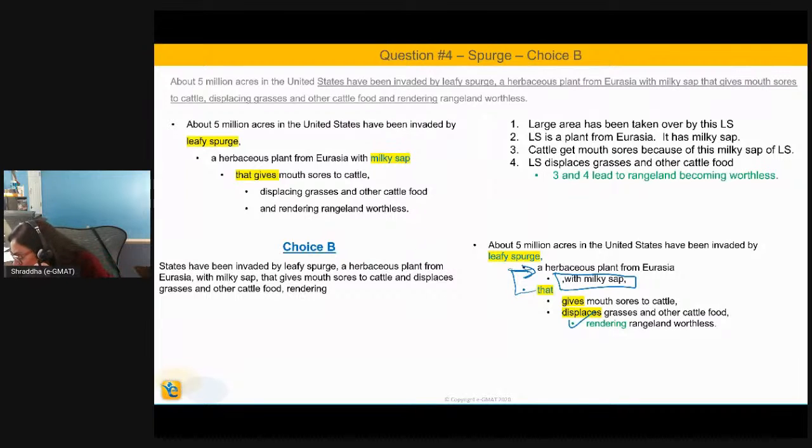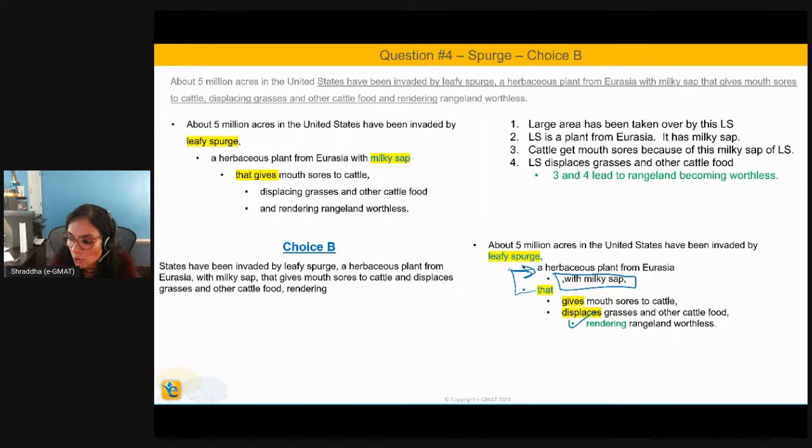Satvik, I'm still not able to see why "rendering rangeland worthless" isn't missing a "the." There is no "the" missing over here, because in the original sentence also we didn't see the "the." So no, I don't think there is a problem with the missing "the" in any of the answer choices for that matter. This is absolutely fine, because "rendering" is an action, rendering rangeland worthless. Now it's not talking about a specific rangeland, it's talking about rangeland in general, and that's why we have "rendering rangeland worthless." None of the answer choices use "the" before rangeland, if that is what your question was.